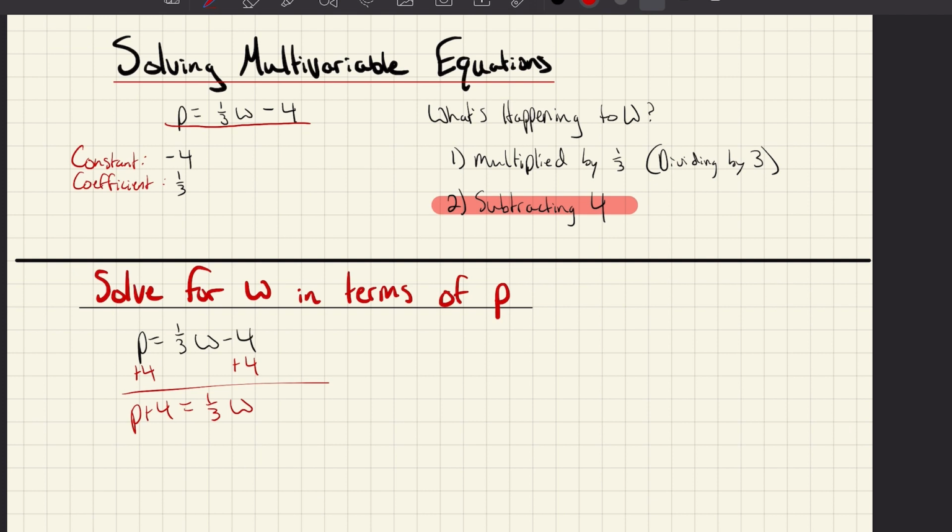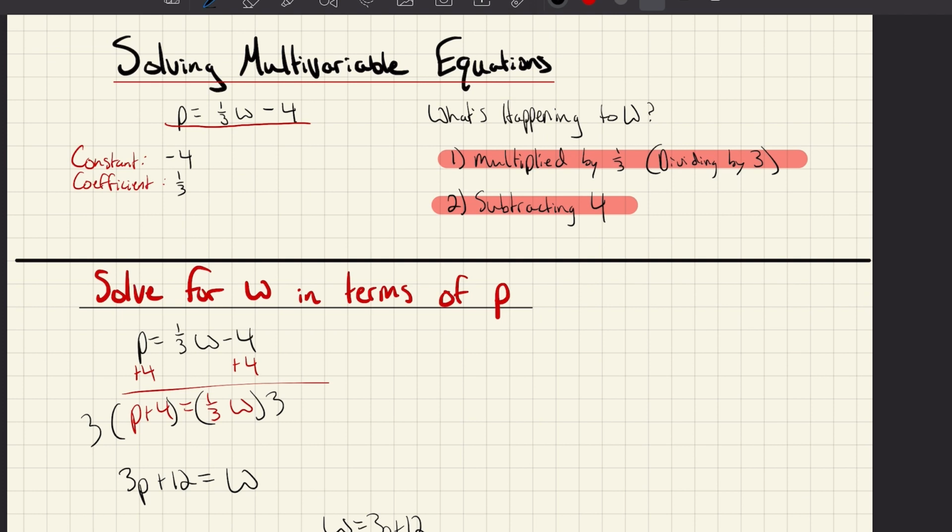And then the next thing is that since it's being multiplied by 1/3, which is the same as dividing w by 3, I need to multiply both sides by 3 in order to get what 1w, or just w, would be equal to. So to do that, I get 3p plus 12 is equal to w, because 1/3 times 3 cancels out. And so my answer is w equals 3p plus 12. And also w equals 12 plus 3p. They're the same thing because of the commutative property of addition.